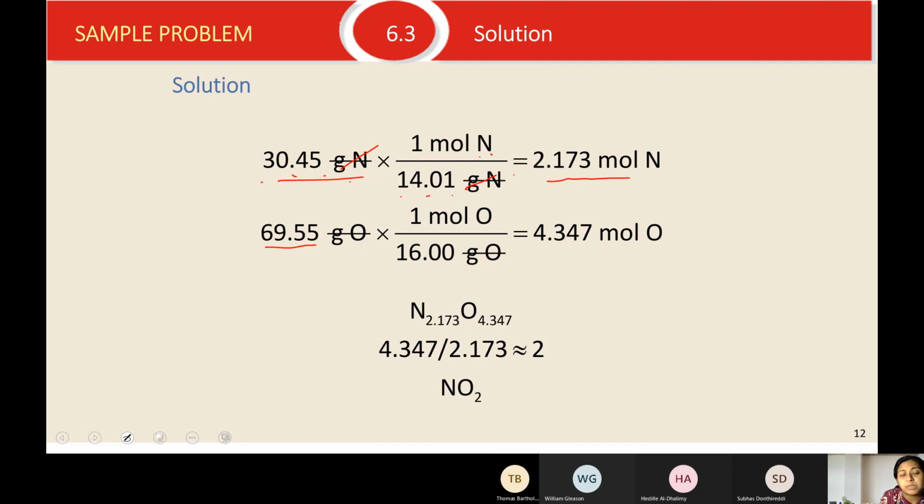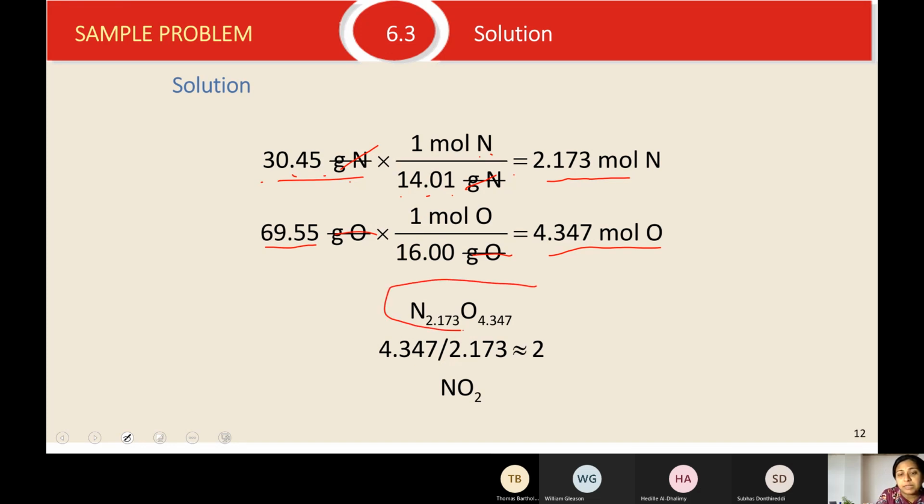Then I am going to calculate the moles of oxygen in this compound. So I start with the mass of oxygen. We assume the percentage is equal to the grams. So 69.55 grams of oxygen multiplied by 1 mole of oxygen divided by 16.00 grams of oxygen. Grams of oxygen cancel out and I get 4.347 moles of oxygen. Okay, now I have the proportions of moles for nitrogen and oxygen in this compound.